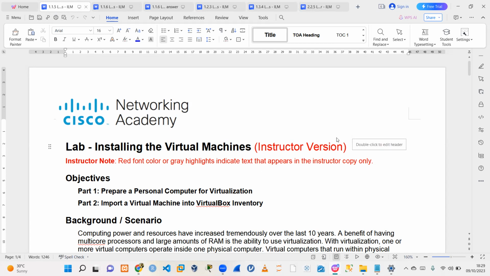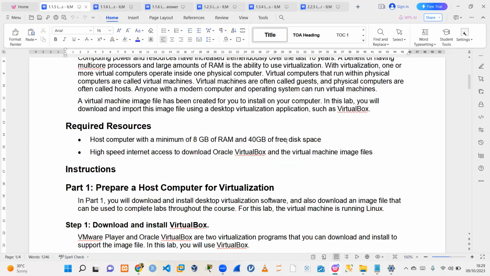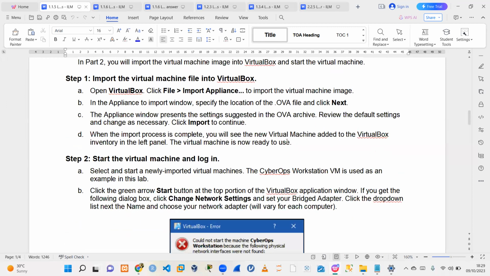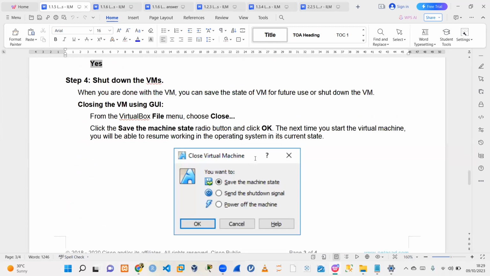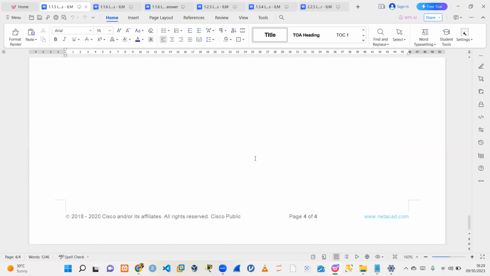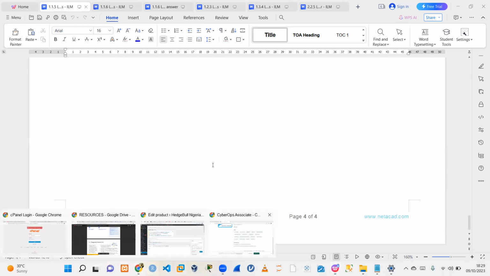Okay, so the second lab is 1.1.5. So this lab is about installing your virtual machine, right? We've posted this lab before now, and there's a video also on the channel that describes this. So let me see if I can look for it.